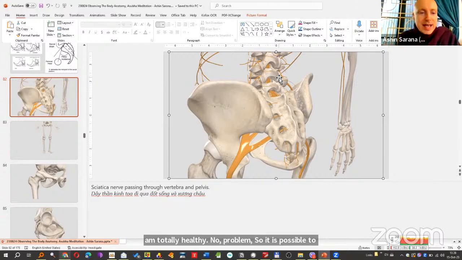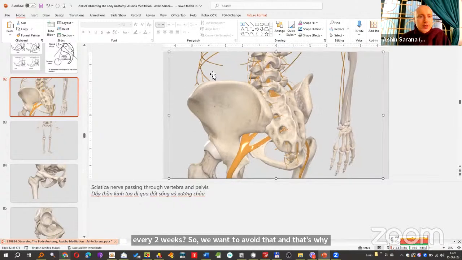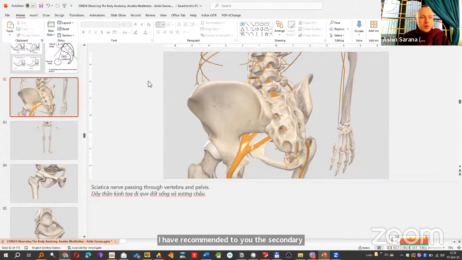So it's not a catastrophic problem, but do you really want to go to hospital and get shots every 2 weeks? So we want to avoid that, and that's why I have recommended to you the secondary posture. So nicely follow secondary posture. Do not lift your knees. Do not slouch your back. Do not beat your legs during meditation. It doesn't help.